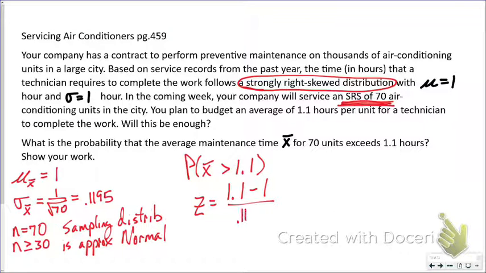Some people get tripped up and ask, when do I do the z-score thing? Well, if you say that the distribution's normal, we're going to do a z-score. So 0.1 divided by 0.1195, and we get a z-score of 0.8368. And you jump to normal CDF, and you get 0.2014.